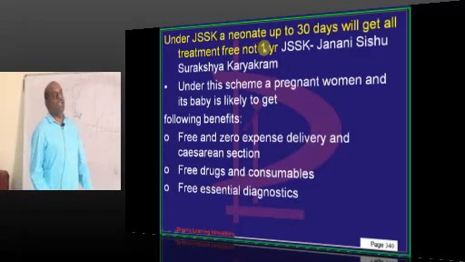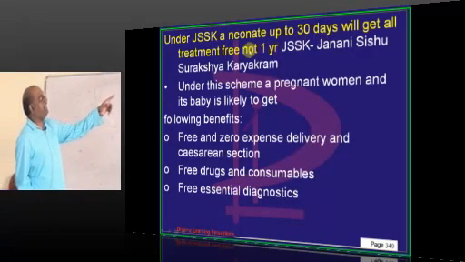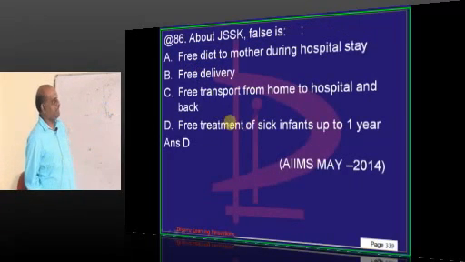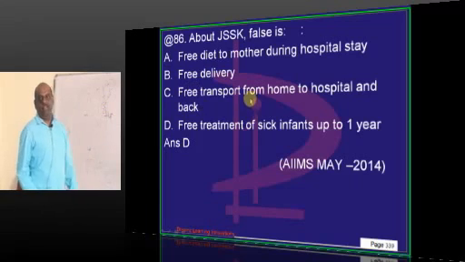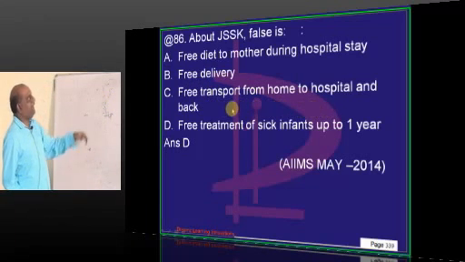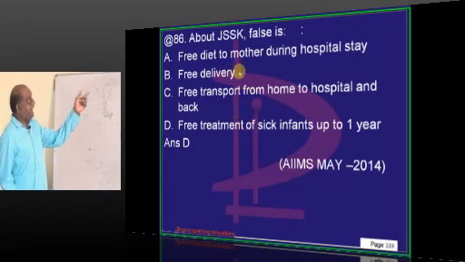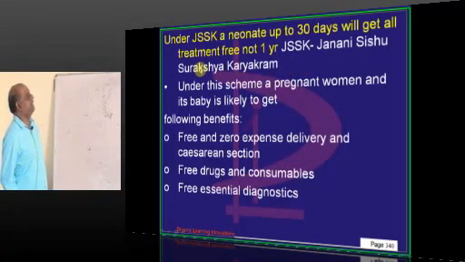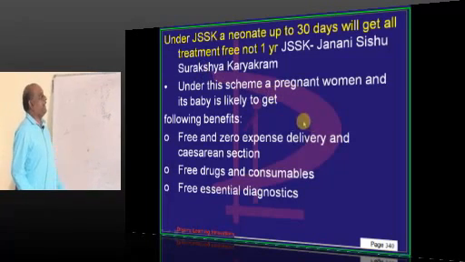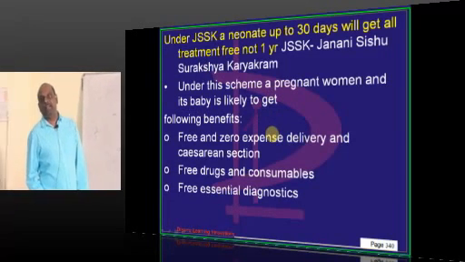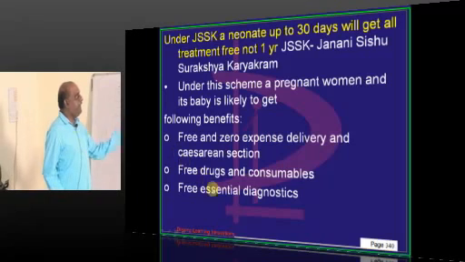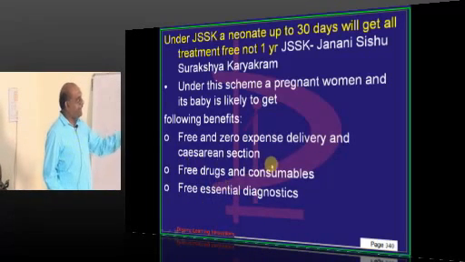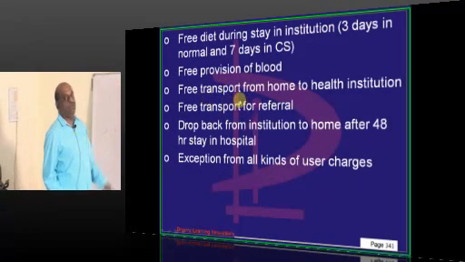So under JSSK, a neonate up to 30 days will get a treatment free, not 1 year. That was given as one of the options. Whereas free delivery, free transport from home to hospital and back, free diet to mother during hospital stay, they are all included under Janani Sishu Suraksha Karyakram is what need to be basically remembered. What is all free? Be very sure. Free essential diagnostic, free drugs, free and zero expense, free diet, free provision of blood.